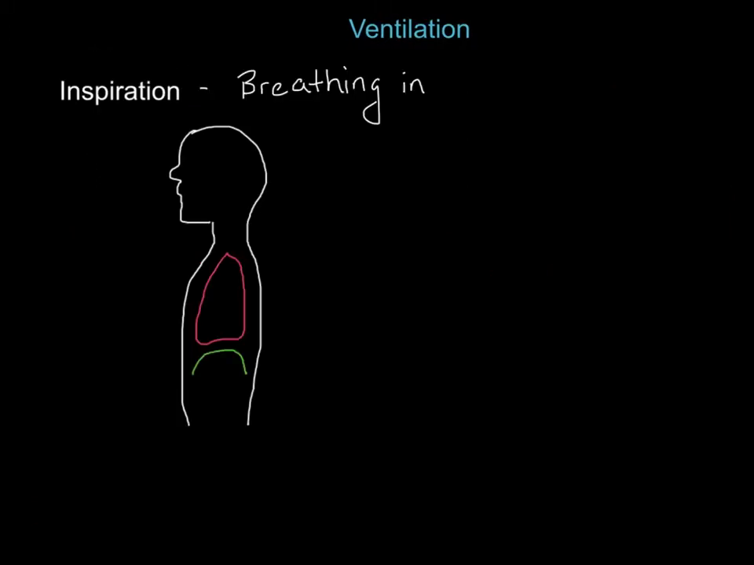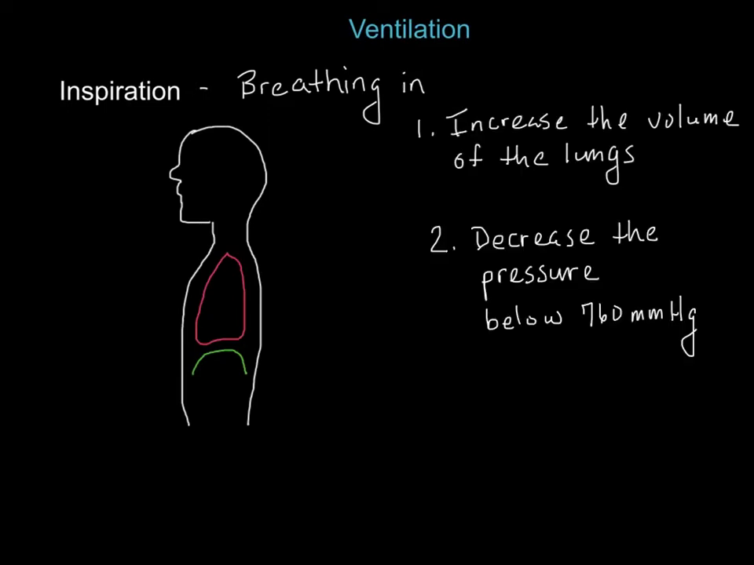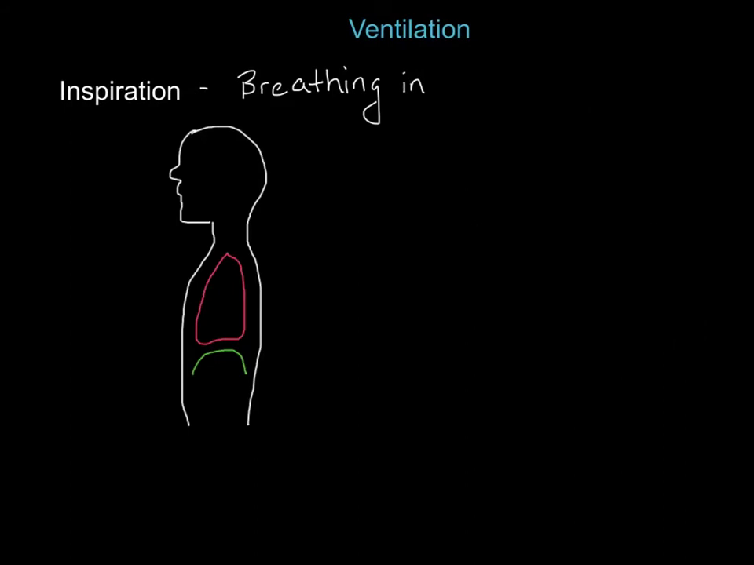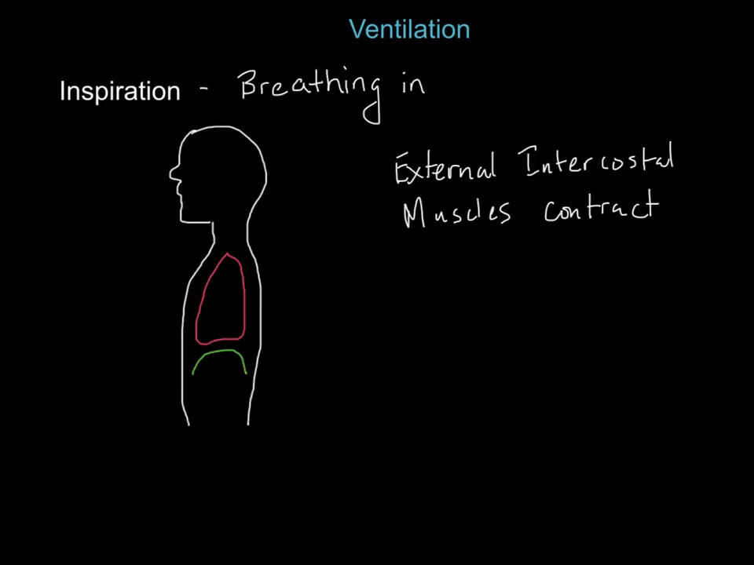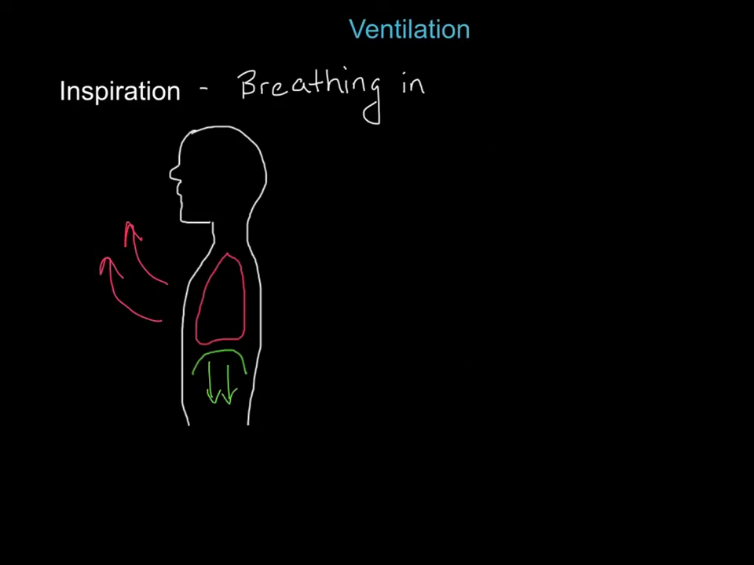Inspiration is the process of breathing in. In order to breathe in, the body must increase the volume of the lungs and decrease the pressure below 760 millimeters of mercury. To increase the volume of the lungs, the external intercostal muscles contract, pulling the rib cage up and out. Also, the diaphragm contracts, pulling the inferior part of the lungs down.